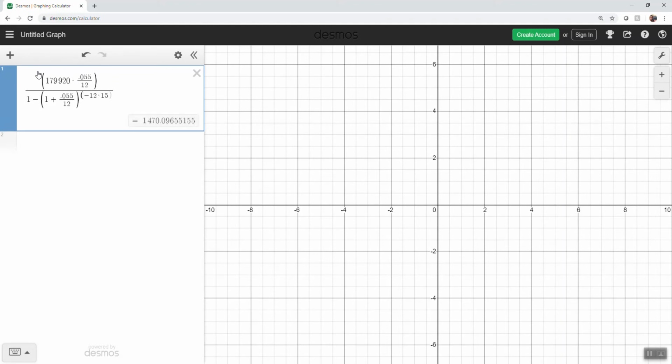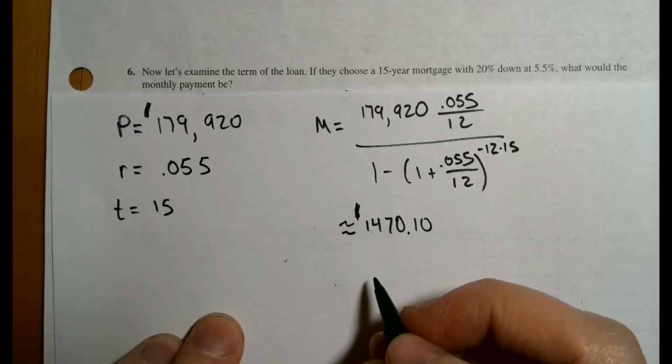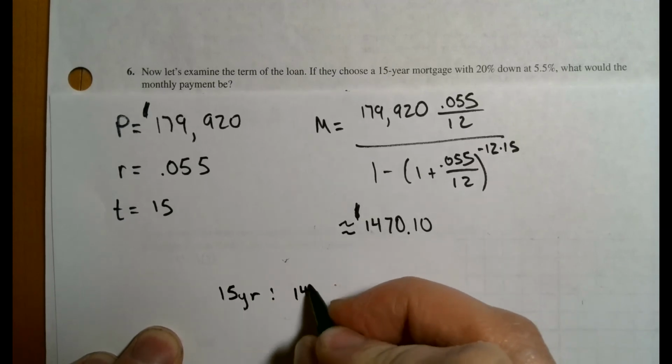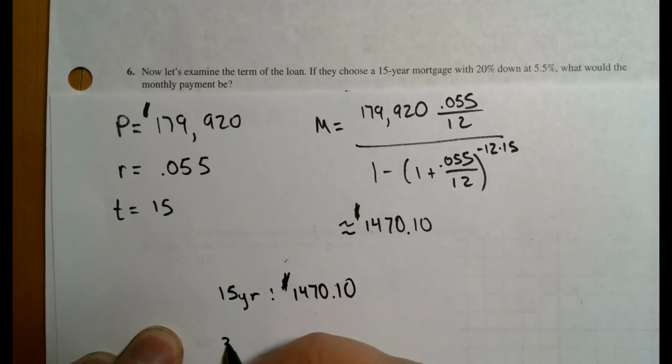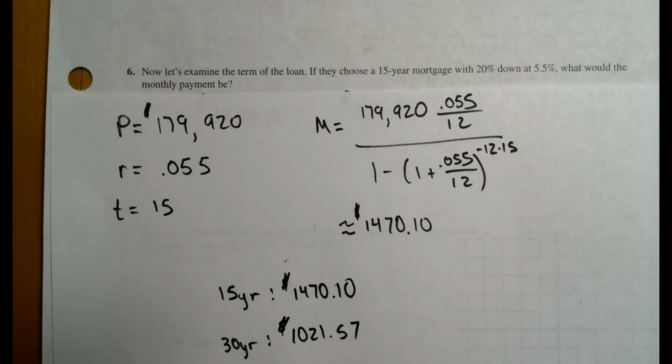So our new monthly payment is $1,470, and we'll round it to 10 cents. Comparing that to our previous monthly payment, that previous monthly payment was $1,021.57. So let's write this down here. We have a 15-year loan that gave us a monthly payment of this with the same down payment, and then the 30-year loan from way back at the beginning was $1,021.57. So we're paying roughly $450 more per month to do the 15-year loan.